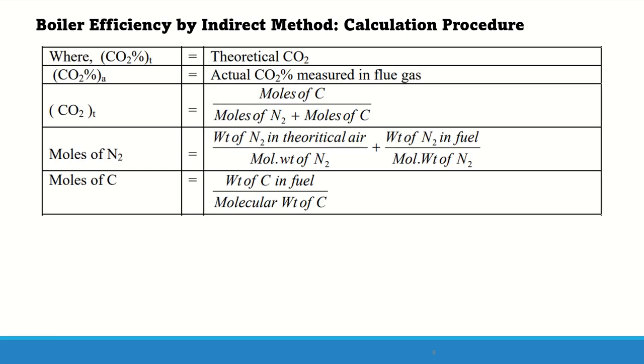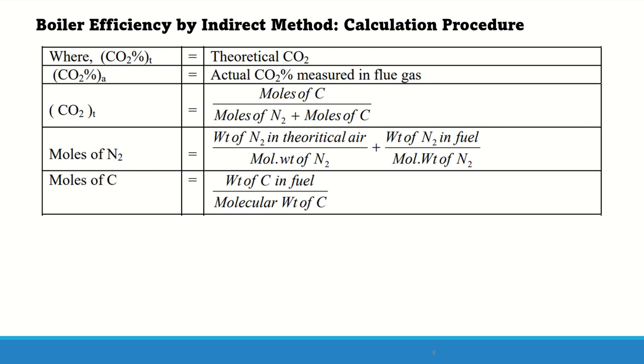Okay, then this is the procedure to find out the CO2% theoretical. CO2% theoretical equals moles of carbon available in the fuel divided by moles of N2 plus moles of carbon. Then moles of N2 is weight of N2 in theoretical air divided by molecular weight of N2, plus weight of N2 in fuel divided by molecular weight of N2, which is the basic formula.